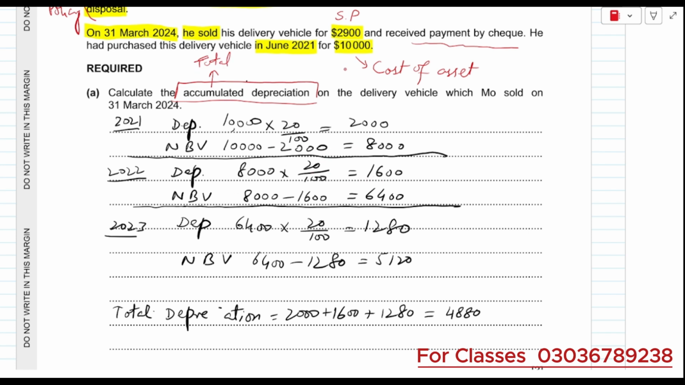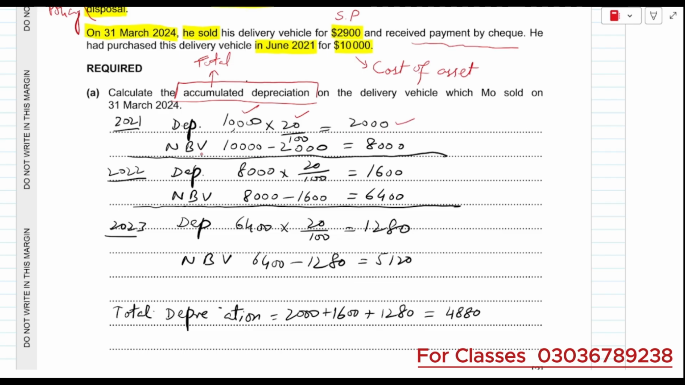As we bought this asset in June 2021, when they ask you to find the accumulated depreciation, start calculating depreciation from the year of purchase. The year of purchase was 2021. In that year we are going to calculate the depreciation. See how we will calculate in the first year. In the first year depreciation will be 20% of cost. 20% of cost is 2000.